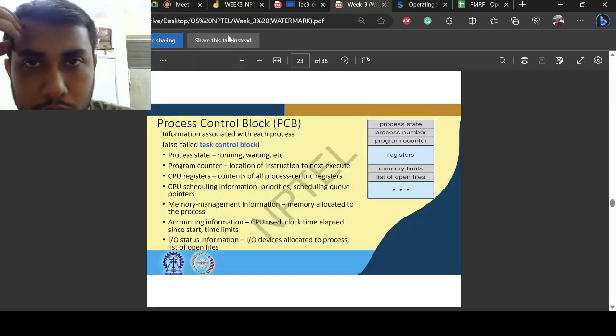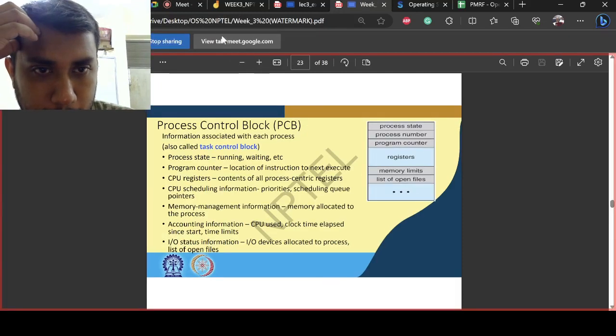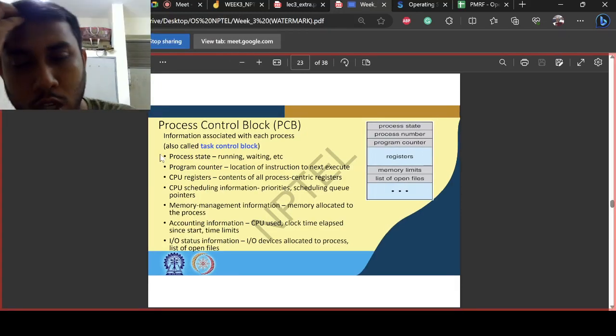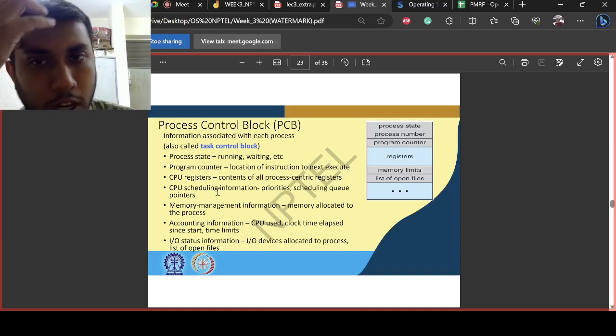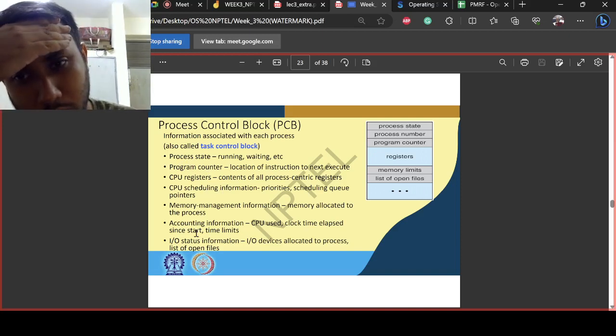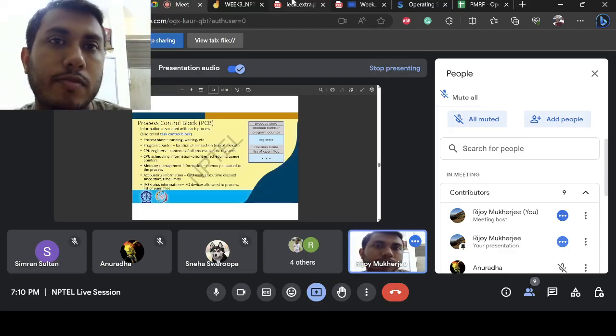Let's come back to our slides. So your PCB has your process state, counter, registers, scheduling information, IO status information, and all that you might know.